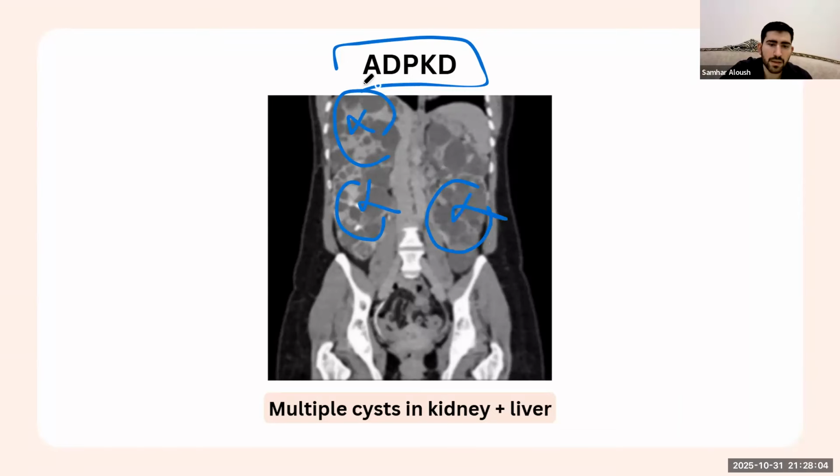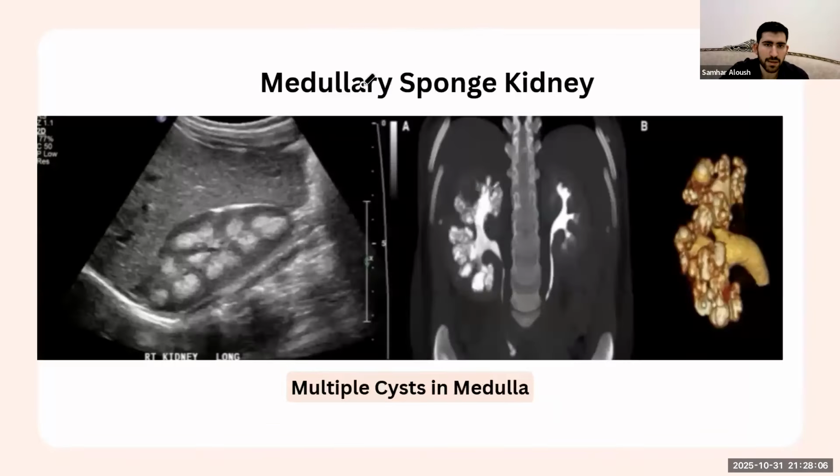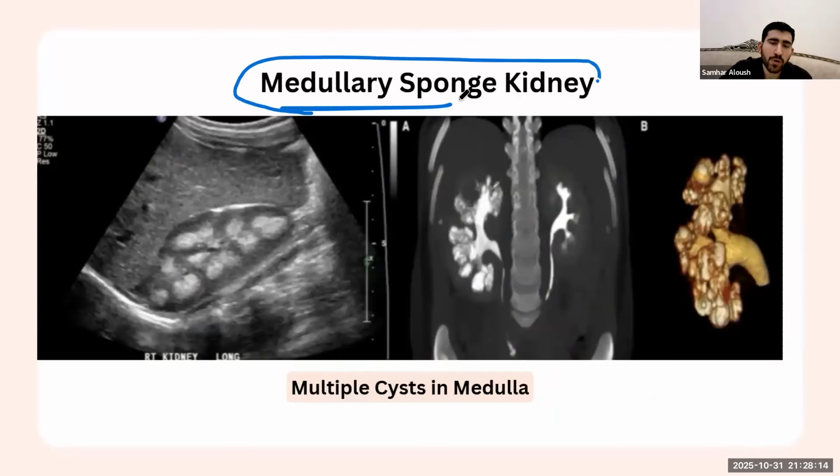So this is autosomal dominant polycystic kidney disease. Then we have medullary sponge kidney disease, which is multiple cysts in the medulla that looks like a sponge.